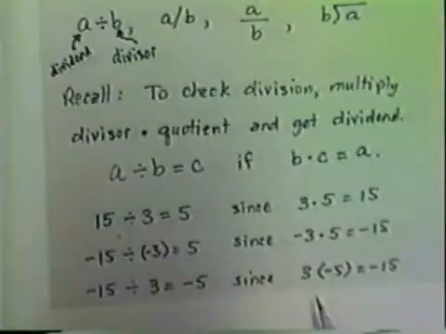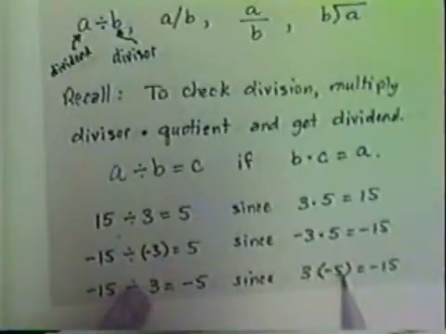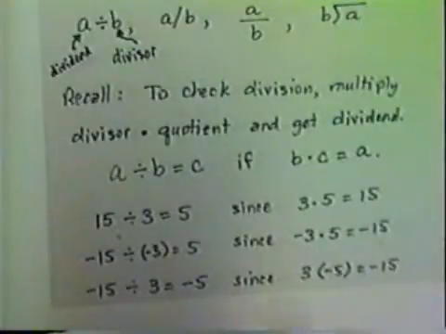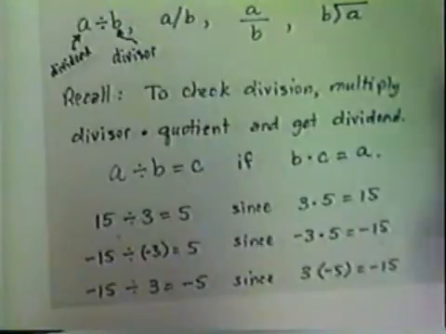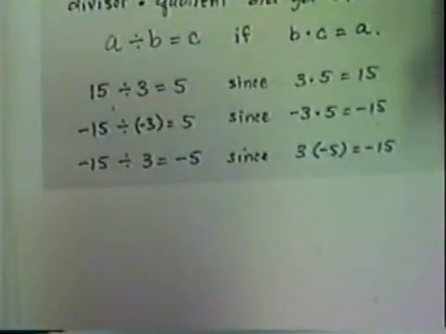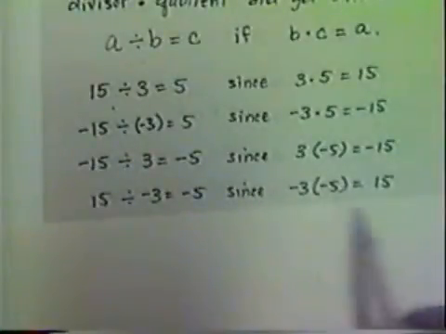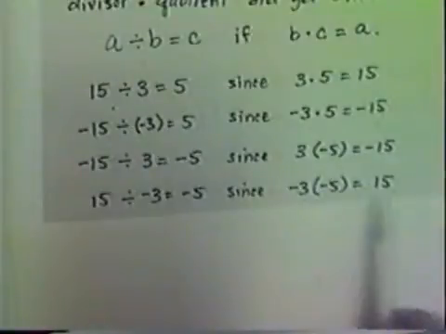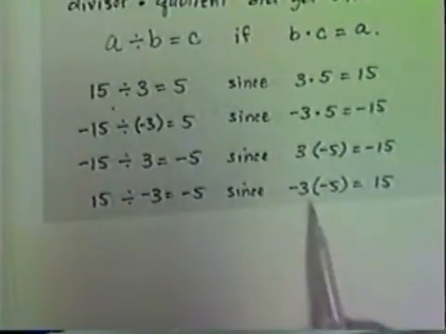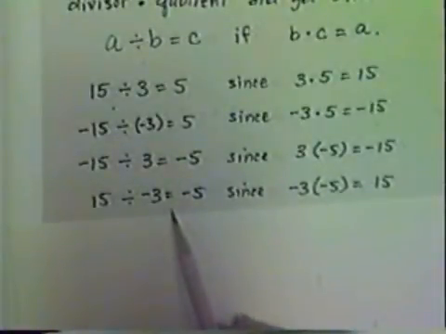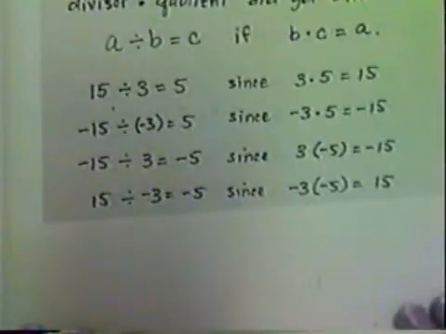Looking at another example, 3 times negative 5 is negative 15. 3 would be the divisor, negative 5 would be the quotient, and negative 15 would be the dividend. So, negative 15 divided by 3 equals negative 5. Negative 3 times negative 5 is positive 15. So negative times negative gives you positive. Divisor, negative 3. Quotient, negative 5. Dividend, 15. 15 divided by negative 3 is negative 5.